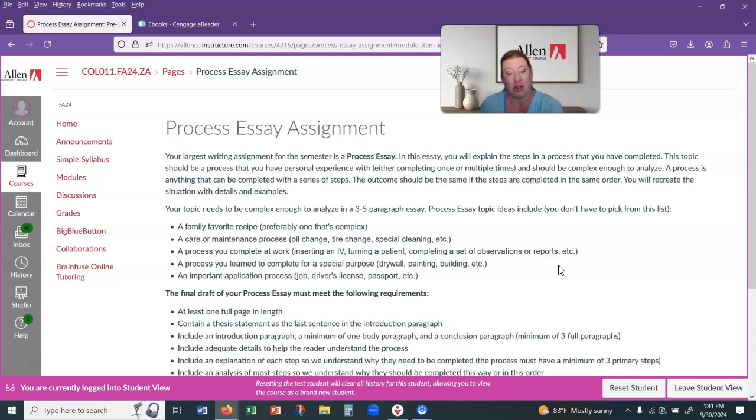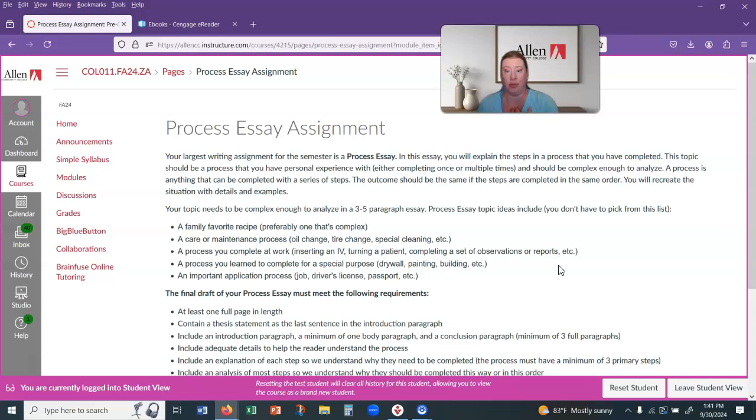A process that you had to learn to complete a special purpose. So maybe you had a hole in the drywall and you had to fix it. Maybe you have, I don't know, some painting that you did that you have a special process for. So it's something that you had to learn in order to complete it. And then another option might be an application process that you went through. All of these are things that you have experience with.